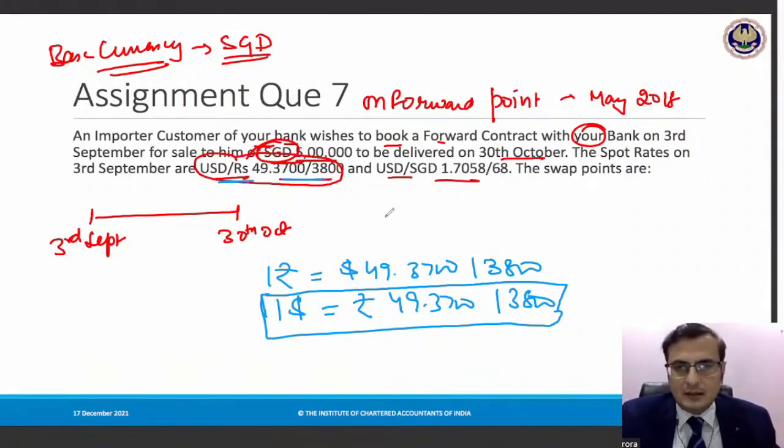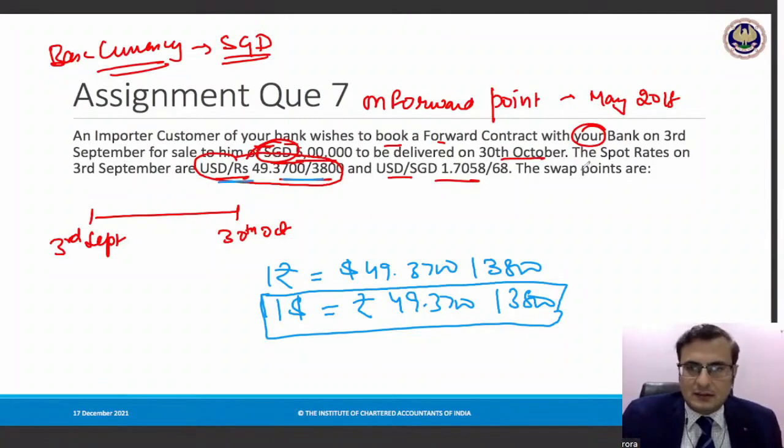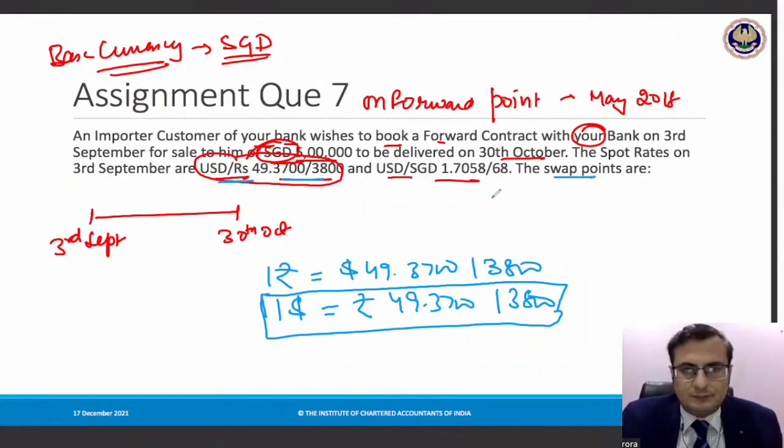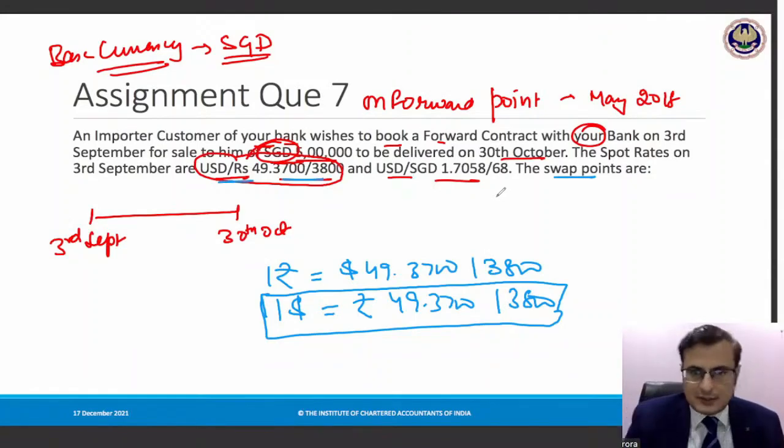Okay. And there is another one, and the swap points are given. Sir, what is a swap point? I just told you that you need to add or subtract. Clear? Clear. So let's see what the swap points are. Okay, so this is all clear.